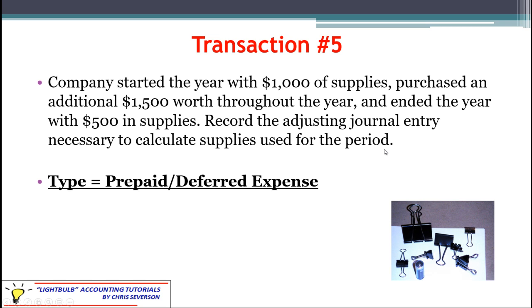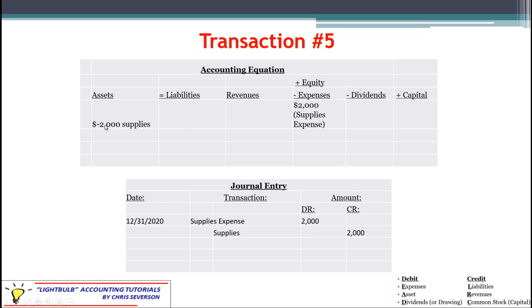So for this one, when you see it, you're going to have to think about this for a bit. What dollar amount do you want to use? The way to look at this is that we had $1,000, we purchased another $1,500 to give us a total of $2,500. If we only have $500 left at the end of the year, apparently we used $2,000 of those supplies. So that is going to be the dollar amount.